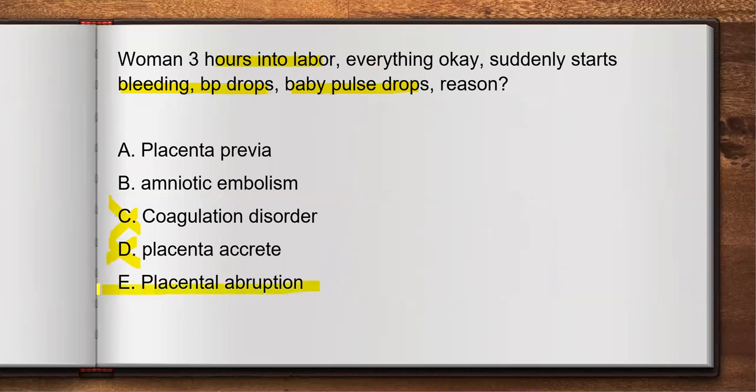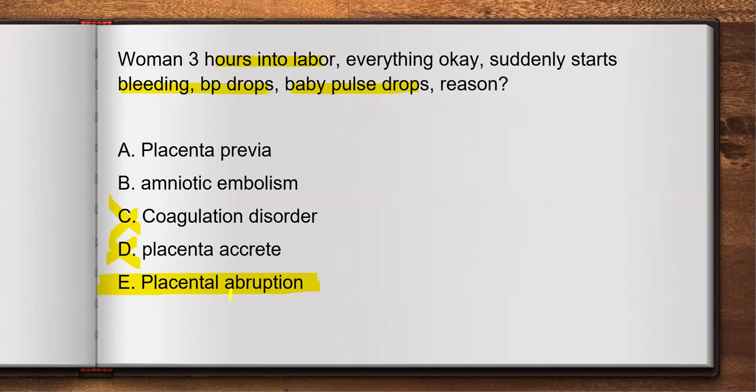And placental abruption could be the best option here because placental abruption can appear suddenly. What is placental abruption? Detachment of the placenta from the uterine wall. And that can appear suddenly. That is the best diagnosis when the patient starts having severe bleeding and blood pressure drops, which means the patient goes into shock. And most of the time there can be fetal death in utero, which means the baby will also be affected. So the baby's pulse can drop. So if placental abruption is an option here, choose that one.